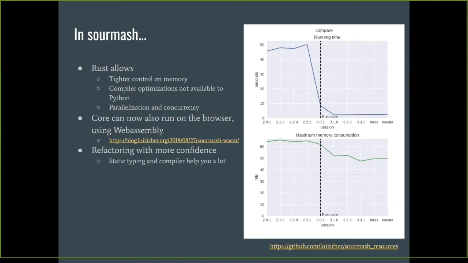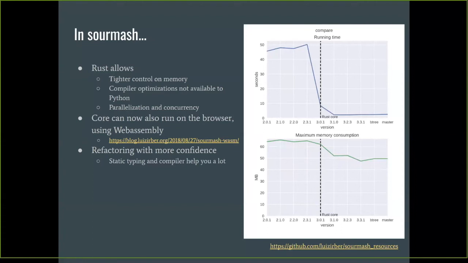And the sourmesh core nowadays, this part implemented in Rust, can also be run in the browser using WebAssembly. I have a demo in this blog post that's linked. I will put the presentation up later on the meetup page, so you can follow the links. And the blog post has more details on how it works.